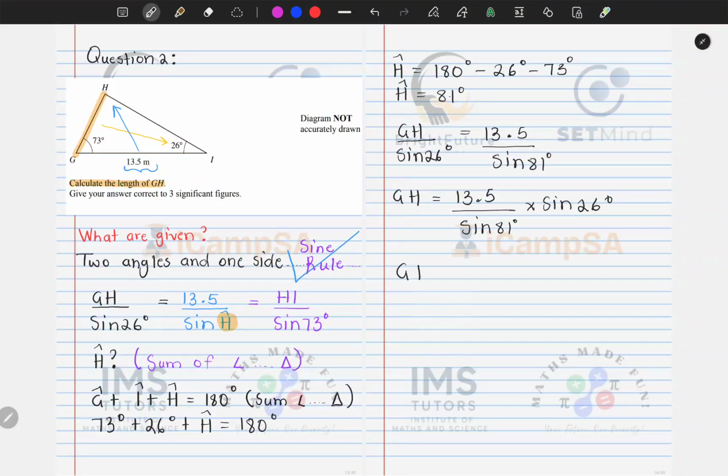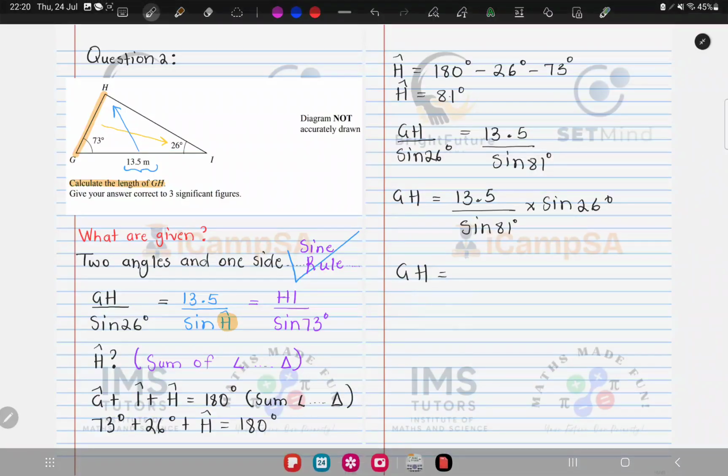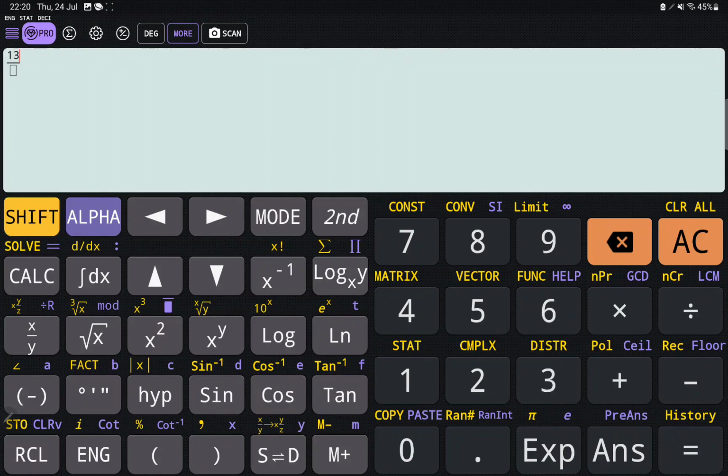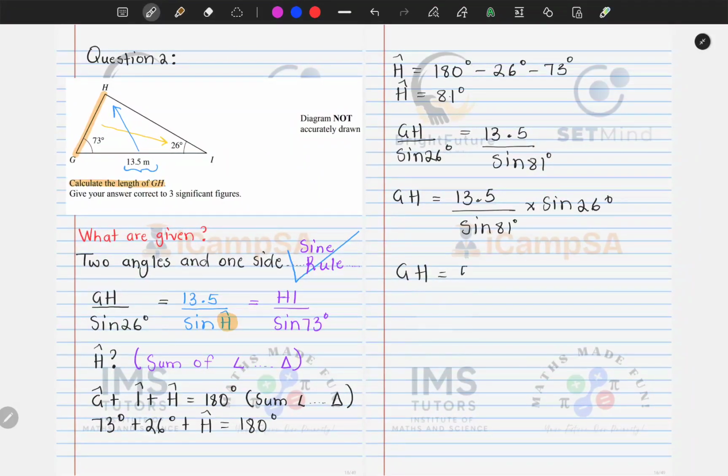So let's go ahead and punch in on our calculator and leave our answer in 3 decimal places. So what we are going to have is 13.5 divided by sine of 81 degrees multiplied by sine of 26 degrees. If you look carefully, this will be 5.992, and the units are in meters. So that is what we have there. So here we are just going to leave that out and say 3 decimal places. Okay, that is what we have as our answer to our problem. So I hope you are getting up to speed in understanding how do we use the sine rule.